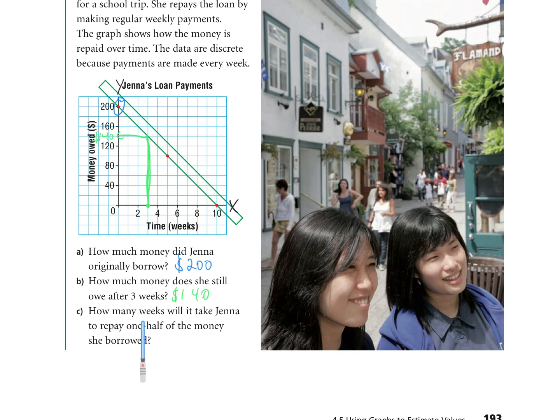Finally, it asks, how many weeks will it take Jenna to repay 1/2 of the money she borrowed? So if she borrowed $200, we know that half of 200 is 100, and that would be right here. So this is where $100 is. So we can take that point of $100 and come straight across till we hit here, and then straight down, and we can see that it would be 5 weeks. That's how many weeks it would take her to pay back half of the loan.